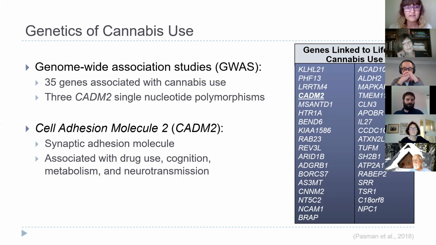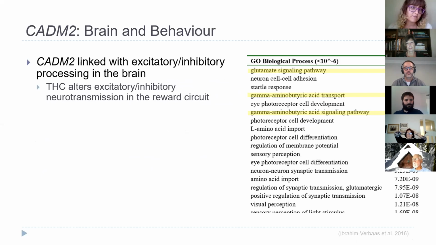So CADM2, as the name might suggest, is important for cell-cell interaction, specifically at the synapse, and it's also associated with drug use phenotypes, cognition and processing speed, metabolism, and neurotransmission. Speaking specifically to its function in neurotransmission, it's predicted that CADM2 is important for excitatory and inhibitory neurotransmission, which is significant considering that delta-9 tetrahydrocannabinol, or THC, the primary psychoactive constituent in cannabis, is known to alter excitatory and inhibitory balance within the brain's reward circuit.